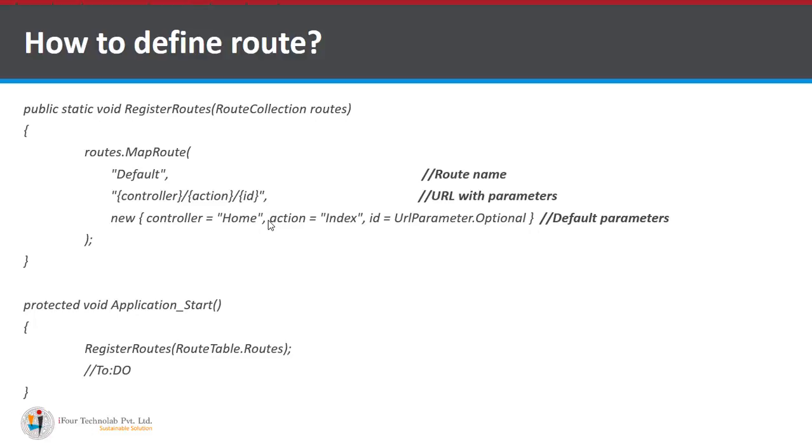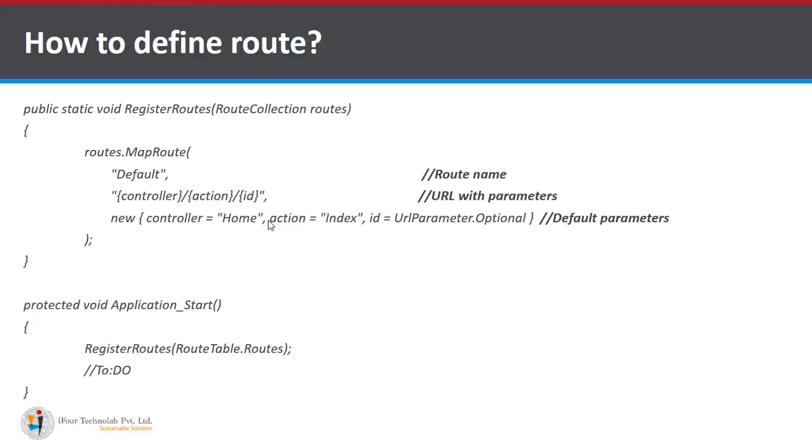Similarly, for default, what controller or action should be called. So here you can see for default, it calls the Home controller having an action Index, and ID is equal to optional ID. If it has any, then it will bind, or else optional. Now you got how to define routes and register routes.